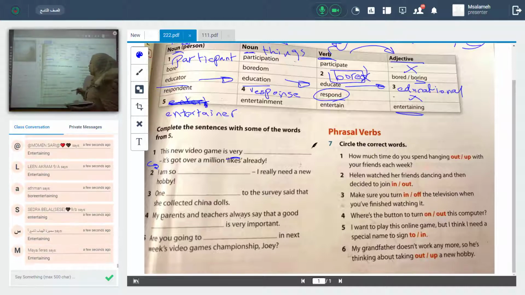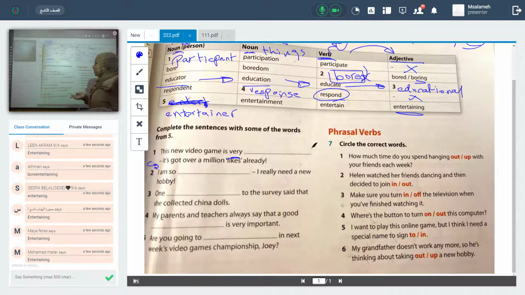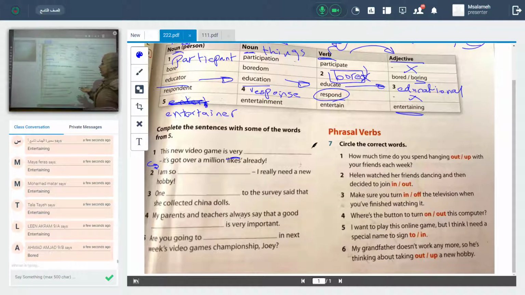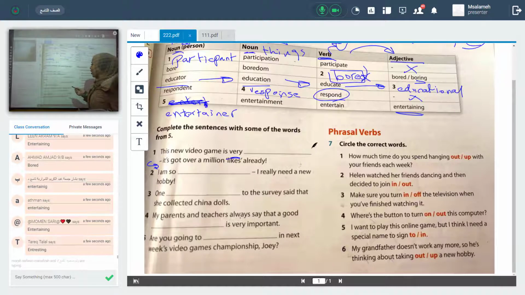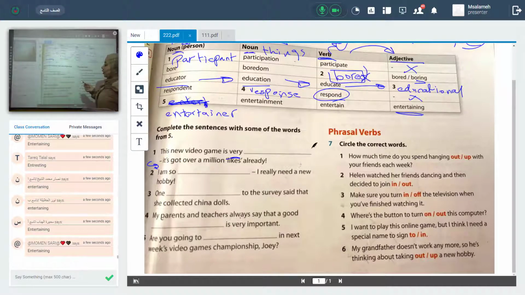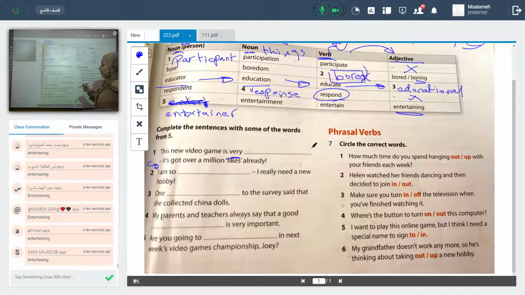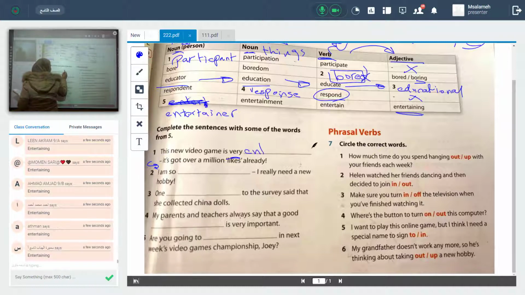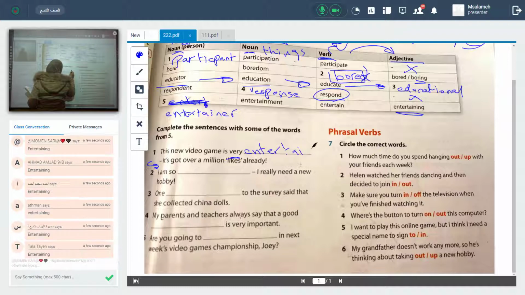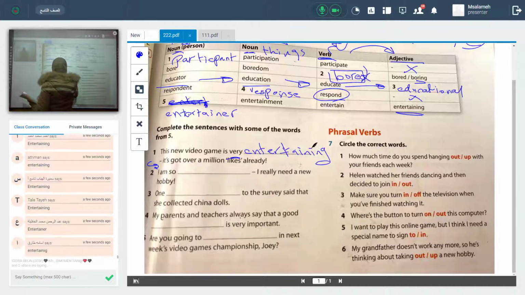It's got over a million likes already. So, طلعوا حاصل على أكثر من مليون لايكس تقريبا. إذا هو entertaining or boring. يلا مس، number 1. Excellent. برافو عليكم. Entertaining اللي هو مسلي.